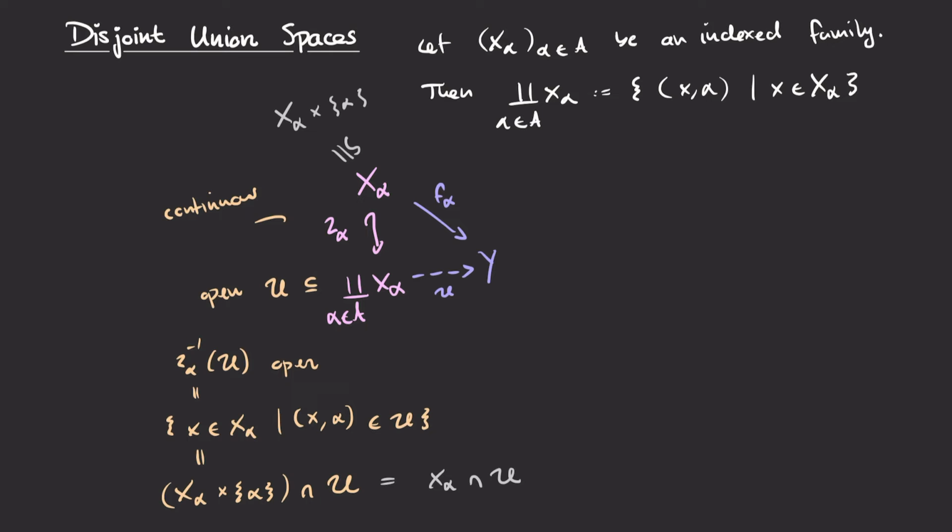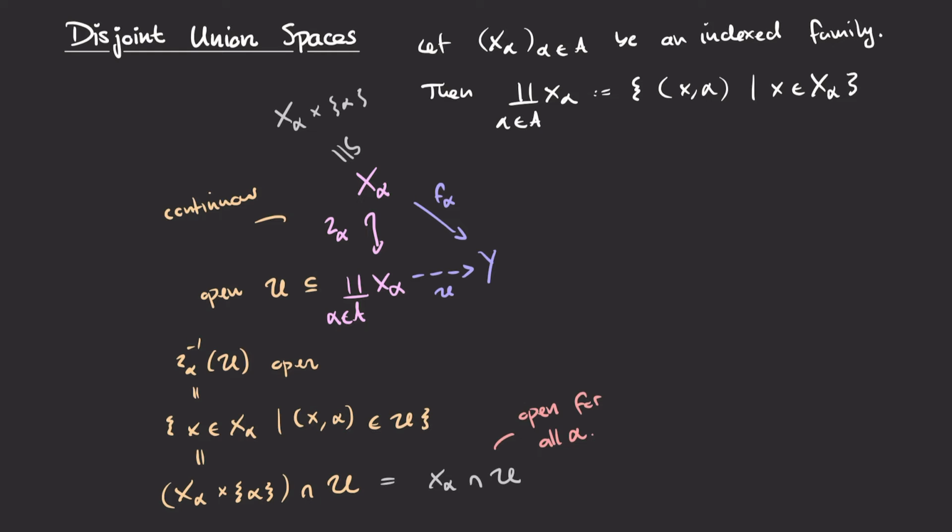So what do we learn? Well, if we want these maps iota alpha to be continuous, then for any open set in this disjoint union space, we'll want its intersection with every X alpha to be an open set.